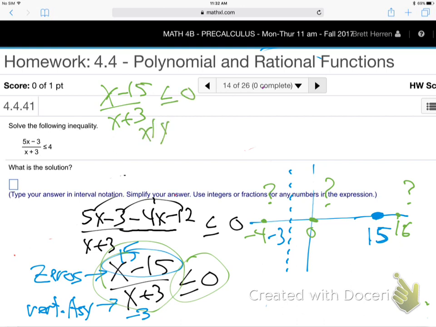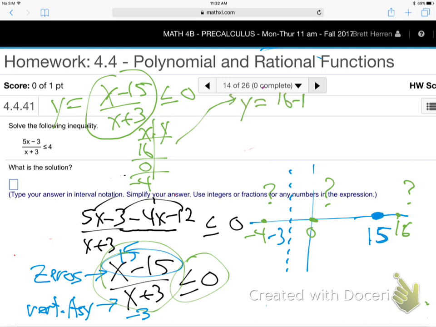I'm going to do x and y, and I'm going to plug in 16 and 0 and -4 into this, because y equals that function right there. So for the first one, y equals 16 minus 15 over 16 plus 3.